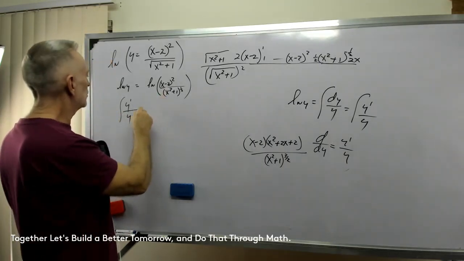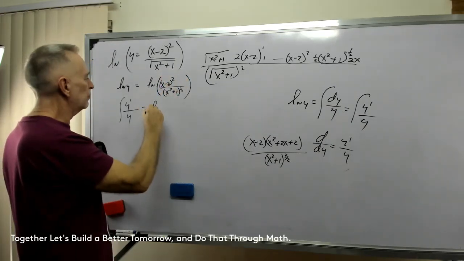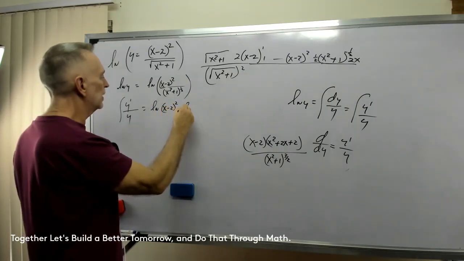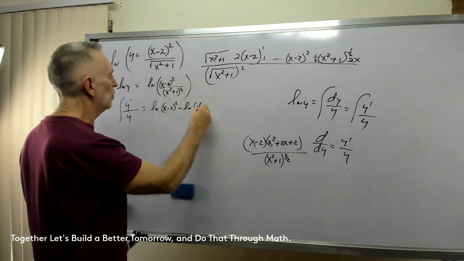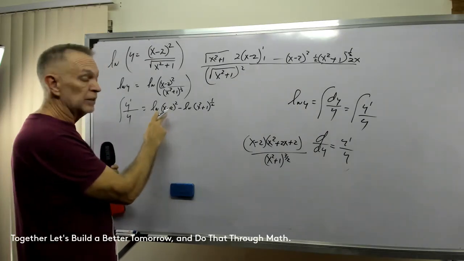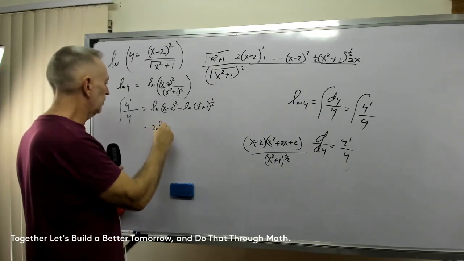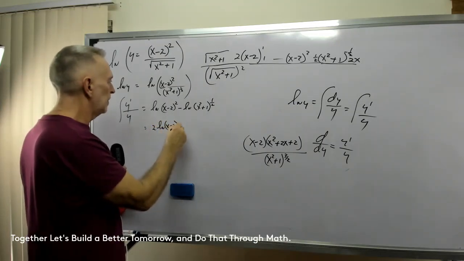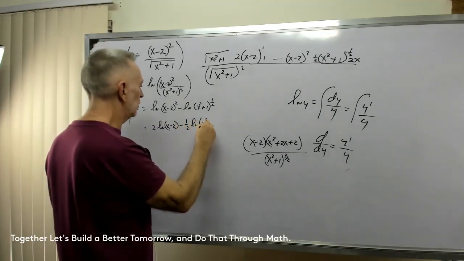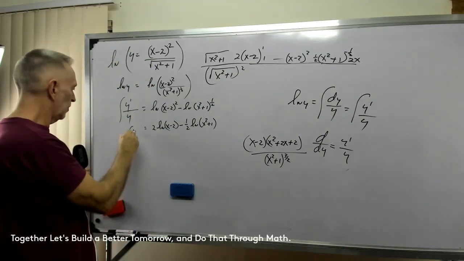Okay, so let's simplify the other side. We have a quotient, so remember the rule: the natural log of (x minus 2) squared minus the natural log of (x squared plus 1) to the 1/2. Now I can simplify this even further. I have 2 natural log of (x minus 2) minus 1/2 natural log of (x squared plus 1), and that equals the natural log of y, or the integral of y prime over y.